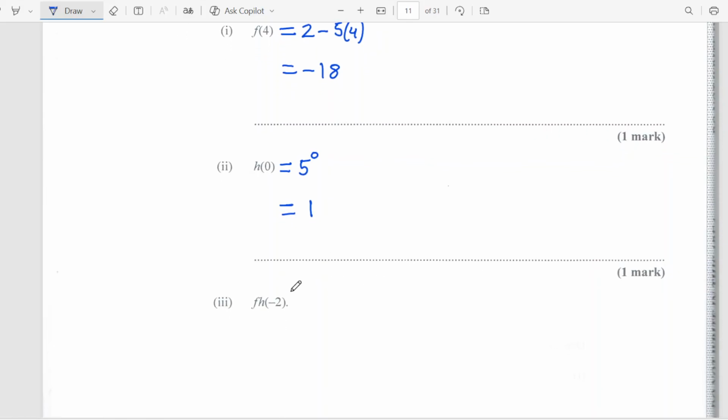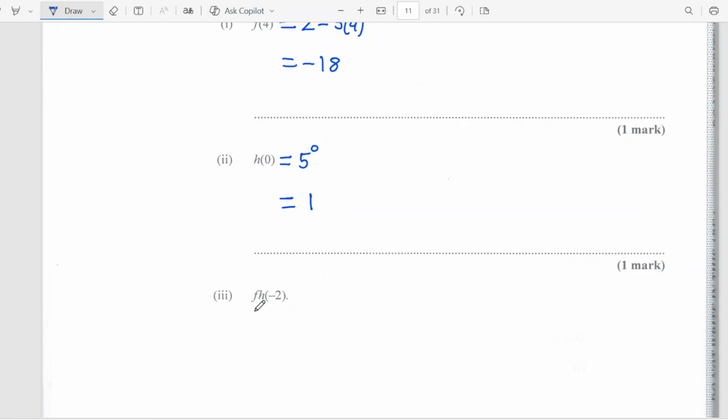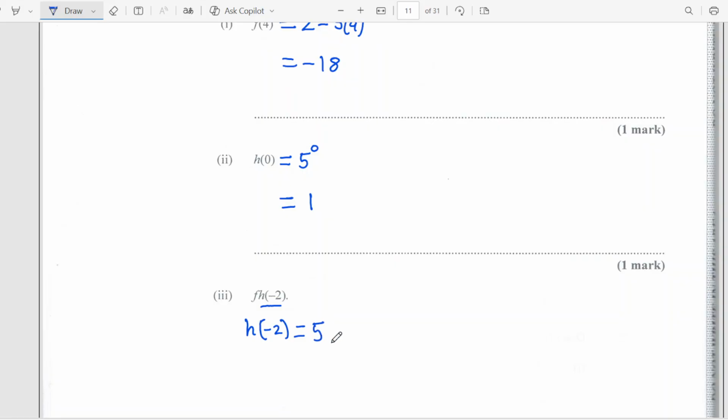Next up, f of h of negative 2. So this is a composite function with value substitution. What we need to do here is work out the second part first, the part of the function that has the number closest to it. So we want to find h of negative 2. So h of negative 2 means we plug negative 2 into the h function, which is 5 to the power of x. So x will be negative 2. 5 to the power of negative 2.